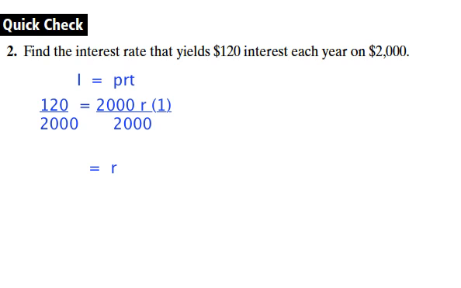On the left-hand side, 120 divided by 2,000 is 0.06. That would be the decimal form of the interest rate, so we change that decimal into a percent. So the interest rate is 6%. Pause the video if you need more time to copy down this example.